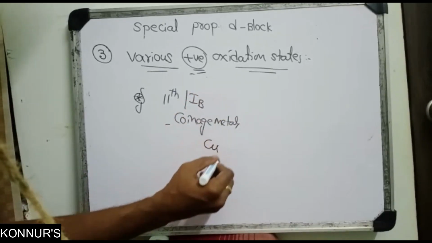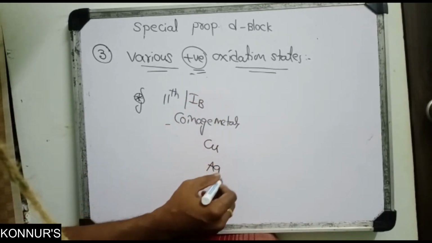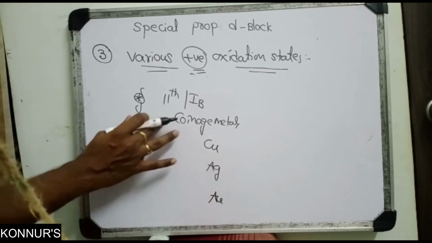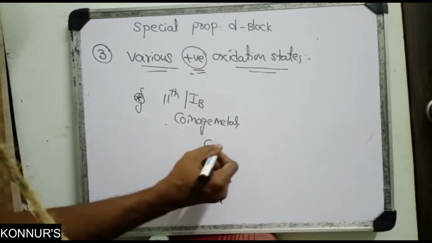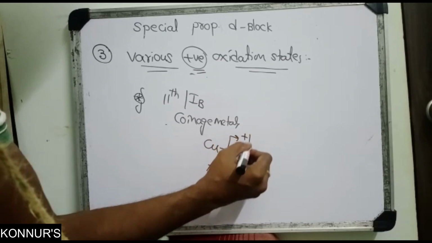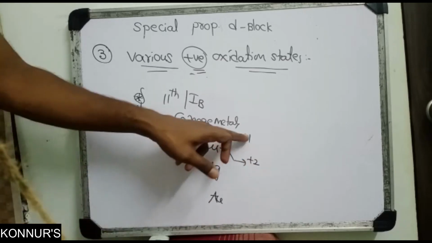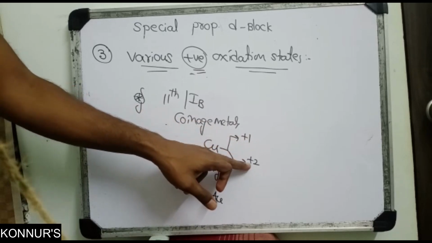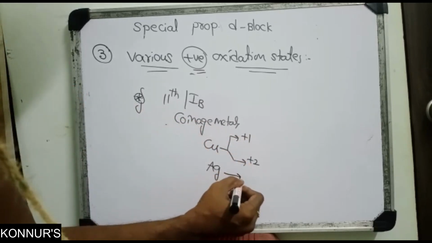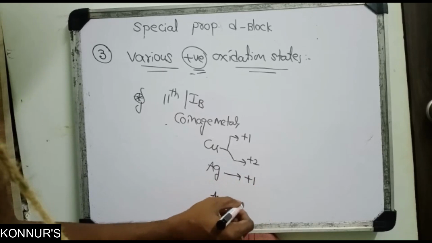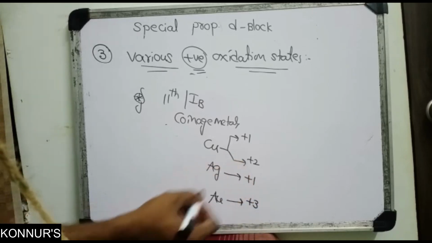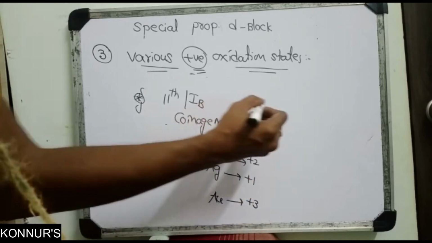So that is copper, silver, gold. If you see the oxidation state, copper is showing plus 1, plus 2. Lowest oxidation state, cuprous. Highest oxidation state, cupric. Silver is showing plus 1 oxidation state only. Gold is showing plus 3 oxidation state.